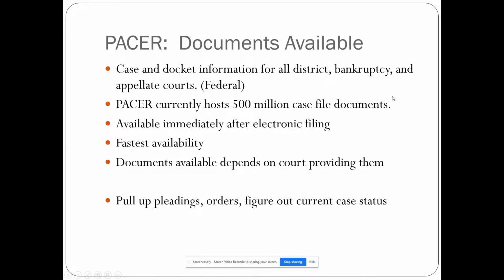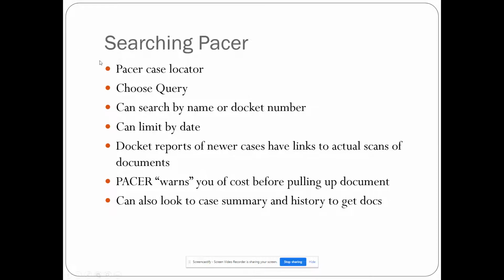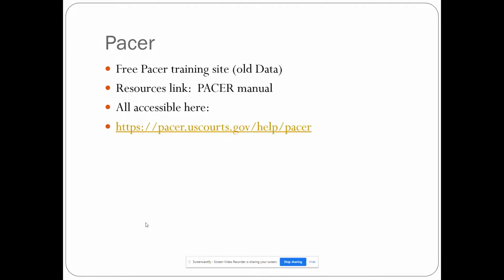Okay, so you have docket information for all federal courts. The stuff is going to be available right after it's filed, so you have up-to-date information. You can pull up pleadings, court orders. Maybe you missed a court date. You want to see what the court ordered without calling opposing counsel. You just pull it up there. So here's our Pacer searching things, which we went through.